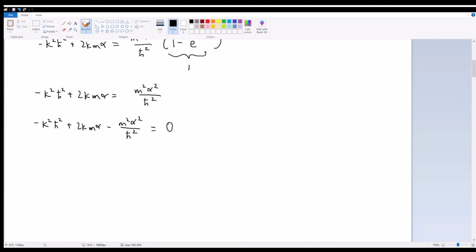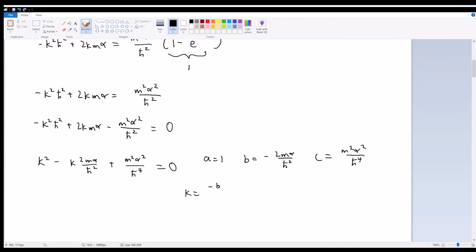From this point, we can do a little bit of division, and we can say that k squared minus k times 2m alpha over h bar squared plus m squared alpha squared over h bar to the 4th is equal to 0. Let me just make sure that I did that right. Yes, okay. And from this point, to solve for k, we can use the quadratic formula. So we know that a equals 1, b equals negative 2m alpha over h bar squared, and c equals m squared alpha squared over h bar to the 4th. So k is equal to negative b plus or minus square root of b squared minus 4ac all over 2a.